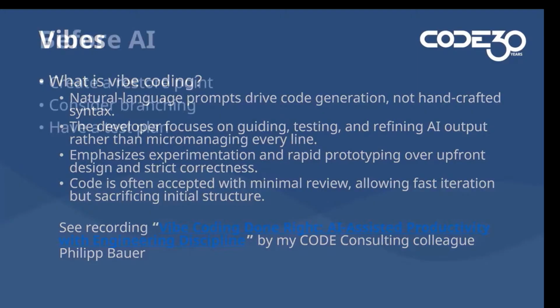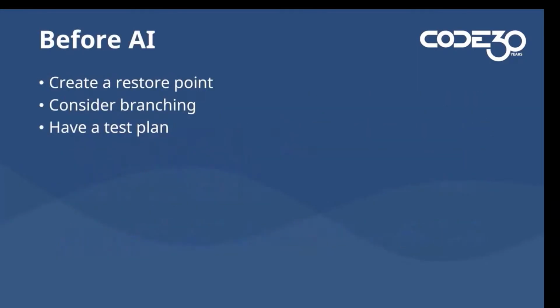So let's talk about what we need to do before we start. This, I think, is important, because you need to establish a plan and how you're going to approach this. I think the first order of business here is you should create a restore point. By restore point, I mean a place that you feel safe, that you can go back to if you have to, and move forward.